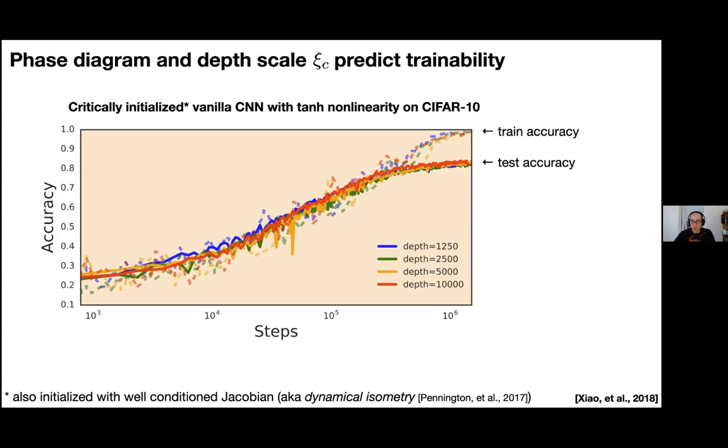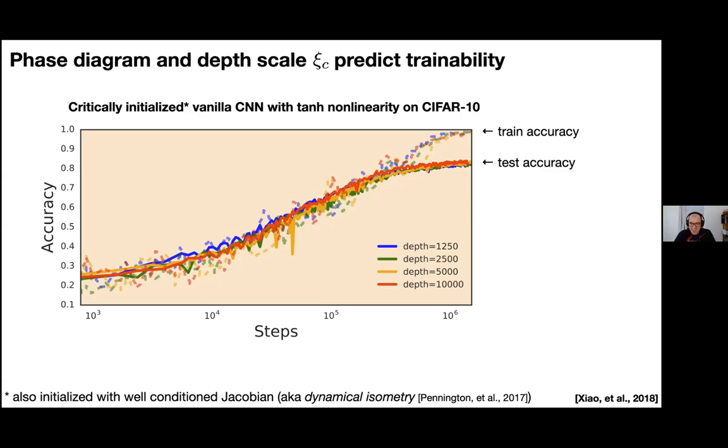And by making this simple change to initialization, we are suddenly able to train CNNs up to depths of at least 10,000 layers, which is as far as we can push it computationally, with near identical train and test curves as for shallower networks. This is orders of magnitude deeper than has been achieved with vanilla architectures before this point.